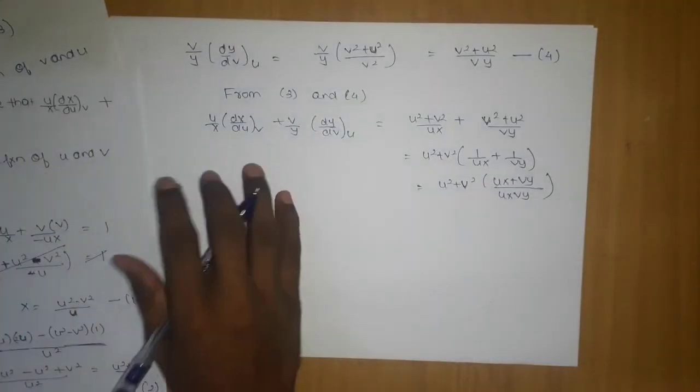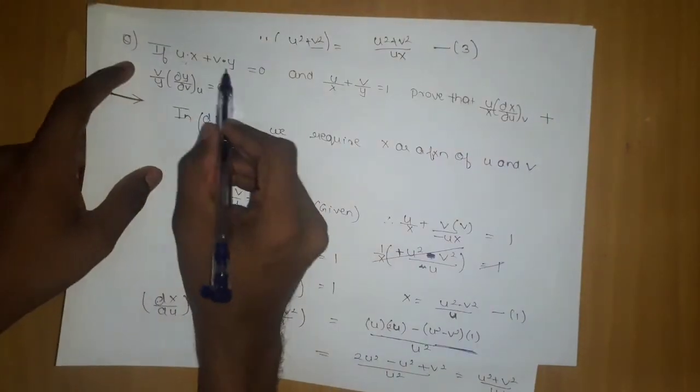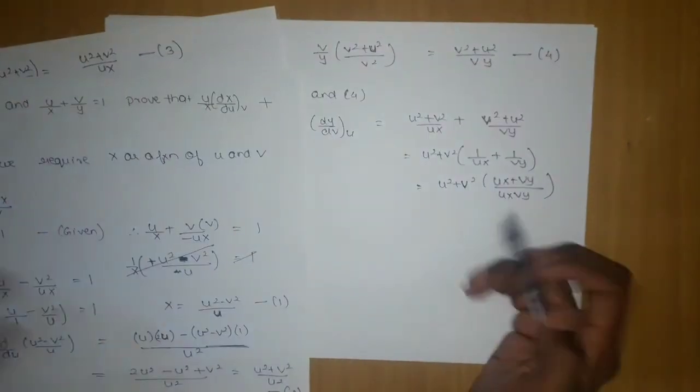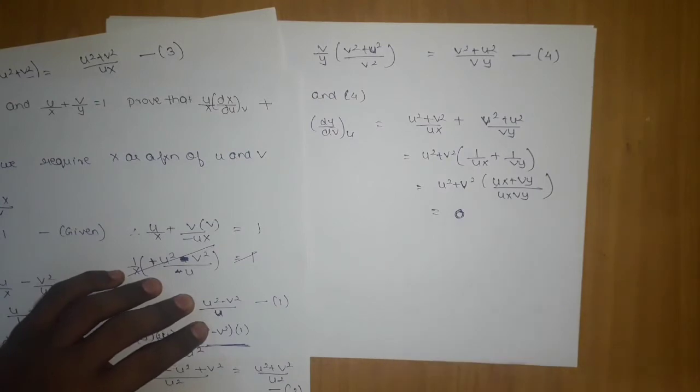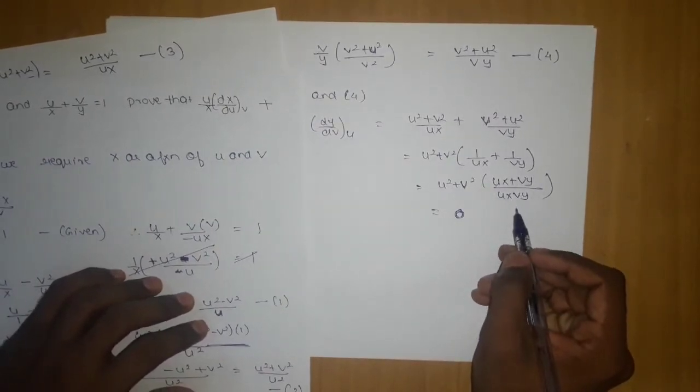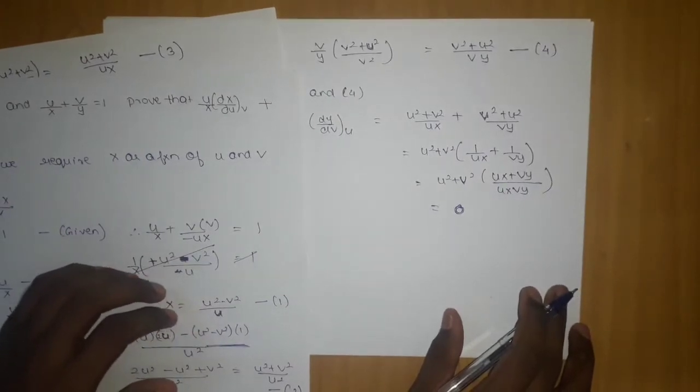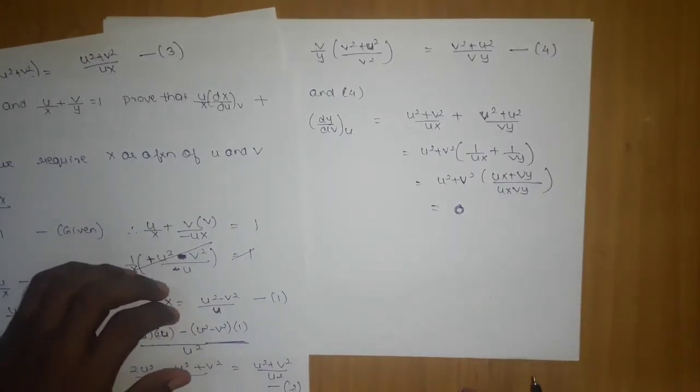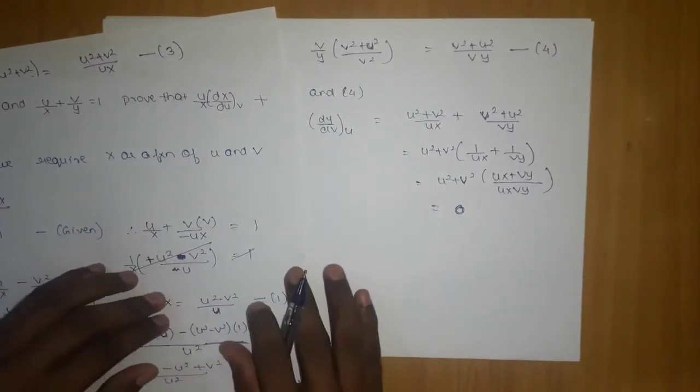Now if you observe, one thing was given that ux plus vy was equal to 0, so the numerator is equal to 0, so the whole expression value will become 0. Since the numerator is 0, no matter what it is divided by, it will always remain 0, and when it is multiplied by anything, it will also be 0. So our answer is 0. So we are done with this problem. Hope you understand each and every step. Now let's move on to the next question.